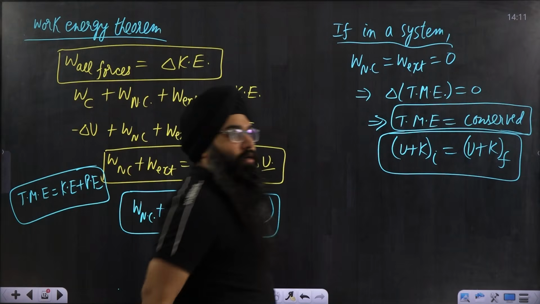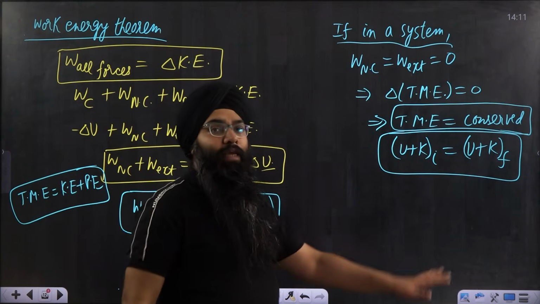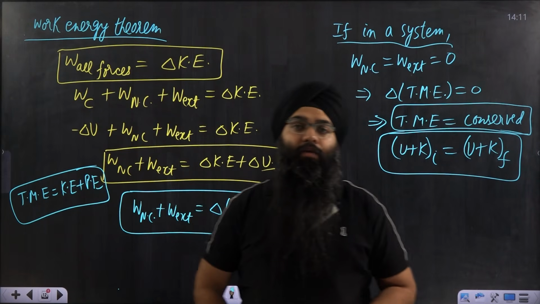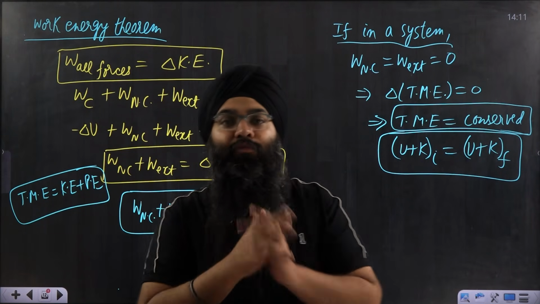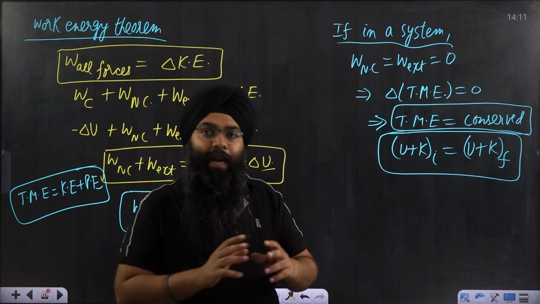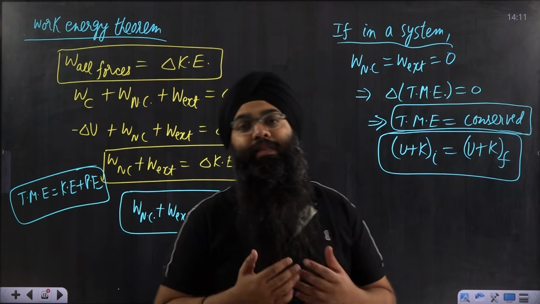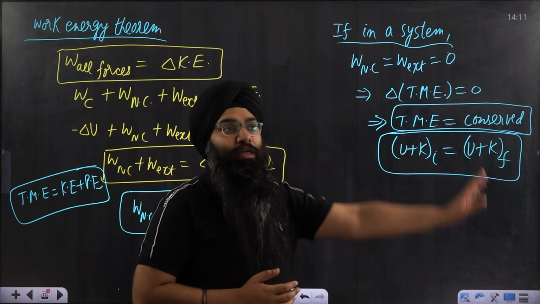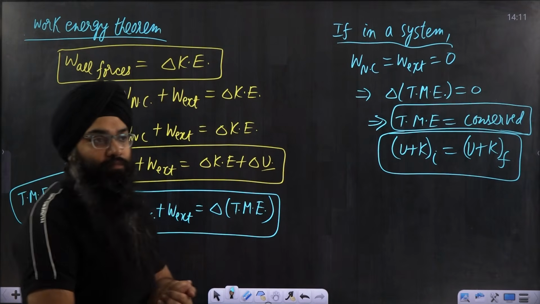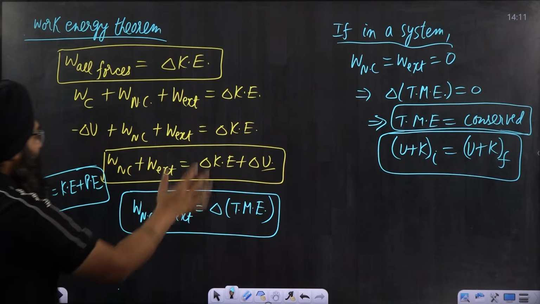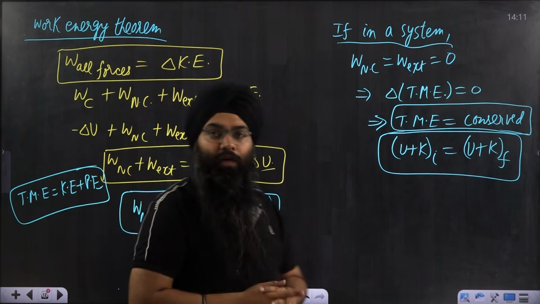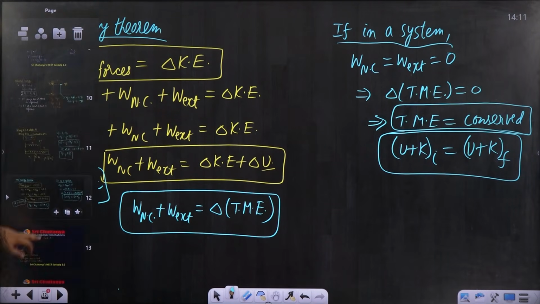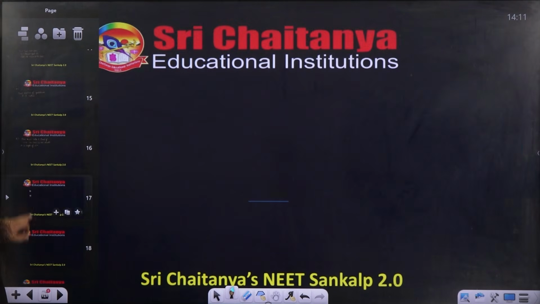Very important statement. What is this concept saying? That if there is a system and in that system you are able to recognize that the non-conservative force is doing no work and the external agent is also doing no work, in that case the total mechanical energy of the system will be conserved, and U plus K initial will be equal to U plus K final. I hope this entire analysis is clear to you. That was a very important discussion, and this is basically the concept of conservation of mechanical energy. So based on that, I have a question. Let me discuss that question first. Please understand.